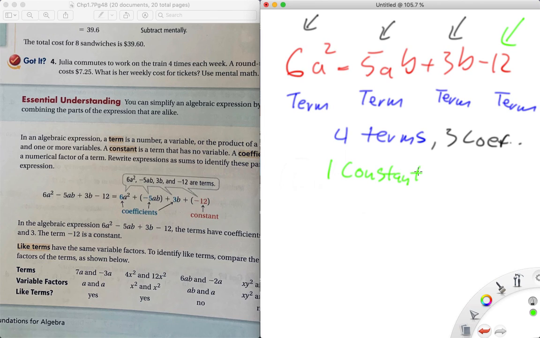One constant. So coefficients are the numbers that are multiplying the variables. A constant is just a number by itself, it's not multiplying anything. In this case, the constant is negative 12. Terms are numbers, variables, or numbers times variables, or variables times variables, separated by a plus or minus sign. Those are terms. Then we have things that are called like terms.